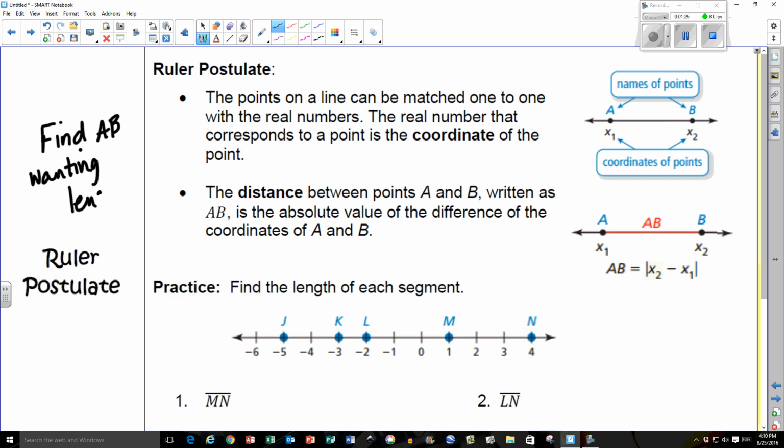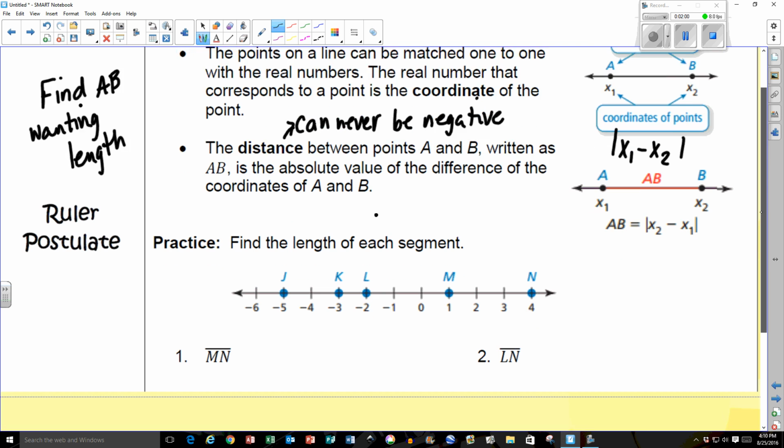All right, so you want to do the absolute value because distance can never be negative. Distance can never be negative. So we use absolute value because that makes it positive. So all you do is you take the first point. I always do first point minus the second point, in the absolute value. You can do second minus first. It doesn't matter either way because it's the same distance no matter which way you go.